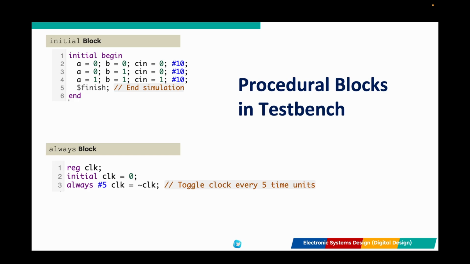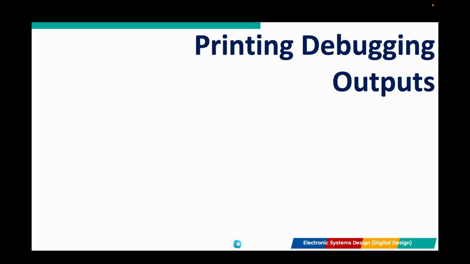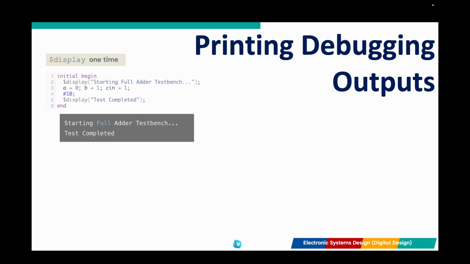But how do we actually see what's happening inside? Since we can't look at a physical wire with a multimeter during simulation, we use Verilog system tasks to print debugging outputs. First, we have $display. This works much like a print statement in C++. It prints a message to the console at a specific simulation step. It's a snapshot in time, perfect for checking the state of a signal at an exact moment.